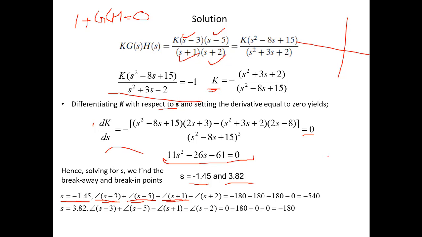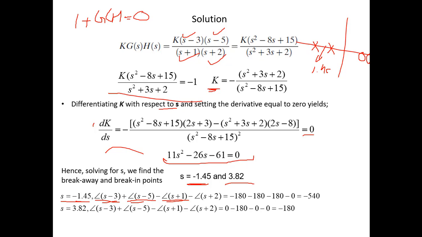So let's draw the poles and zeros. The first zero will be at 3, so it is on this point. This will be a zero. Another zero will be at 5, somewhere here forward. Let's say here is 5, and there are two poles. One is at minus 1 and another is at minus 2, and the breakaway point you got was minus 1.45. So it was somewhere here. This point is at minus 1.45.